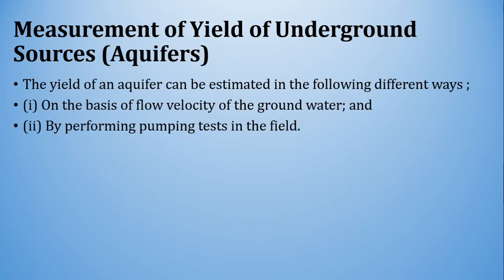Then how to measure the yield of underground sources. So measurement of yield of underground sources, that is aquifers. The yield of an aquifer can be estimated in the following different ways. First is on the basis of flow velocity of the groundwater, and second is by performing pumping test in the field.